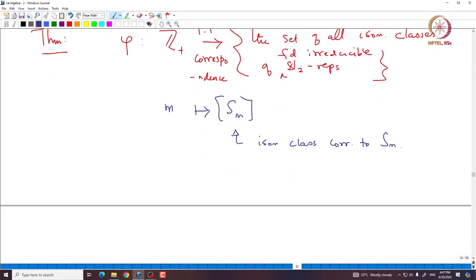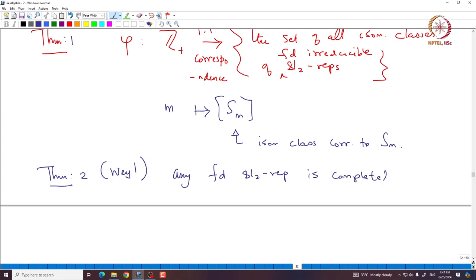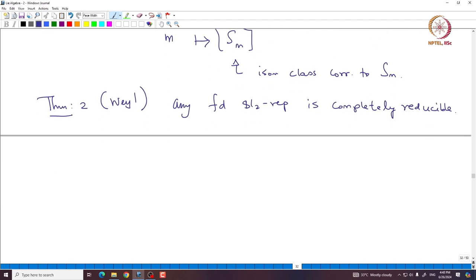So, then we have the theorem of Weyl. Okay, so here is another theorem. Let us call this theorem 1 and this theorem 2. This is Weyl's complete reducibility. That says any finite dimensional SL2 representation is completely reducible. So, that means, as a corollary, any finite dimensional representation of SL2 can be written as a direct sum of these S_m's.